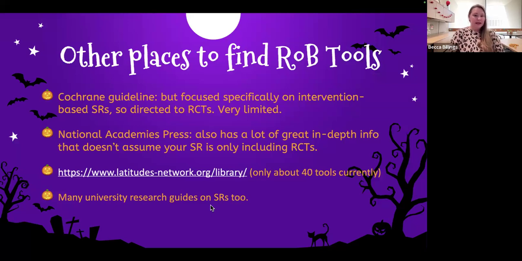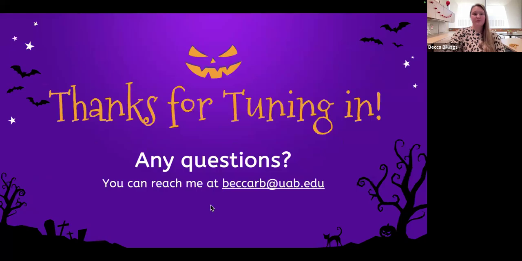Another tool that I've linked here is Latitude's Network Library. It will take you directly to about 40 tools currently, so it doesn't have as many, but it is still available to you, and you can check it out. I think it has some information on different phases of validation that tools are in as well. And then, of course, many of the library research guides on systematic reviews will have information about risk of bias. Now, keep in mind, one thing that's confusing is many of them will group them with CASP or some of the critical appraisal tools as well. Just note that they are different. But hopefully this repository will help.